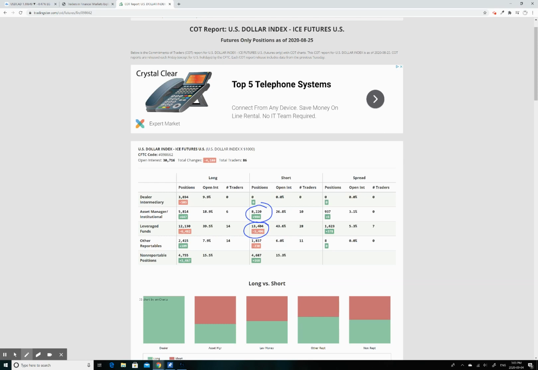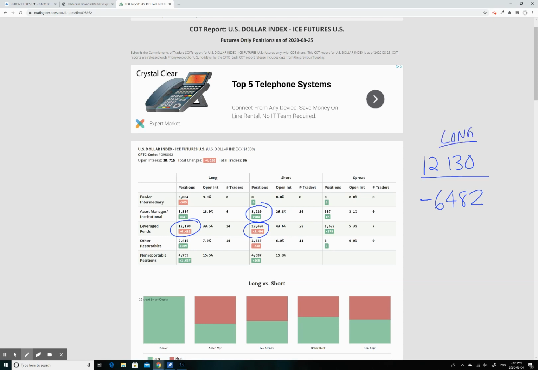And this is where you really have to sit down and think about what's happening next. So the hedge funds as well. Look at this here. The hedge funds have 12,130 positions open, but they just removed over 6,000, almost 6,500. These are our long positions.